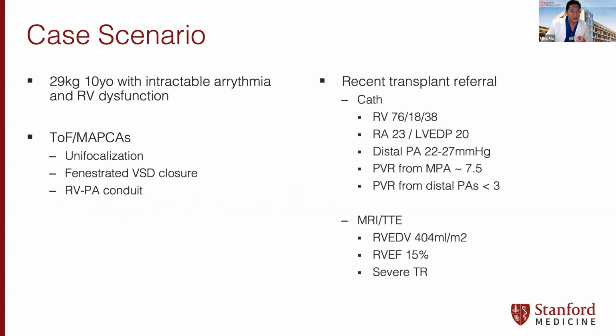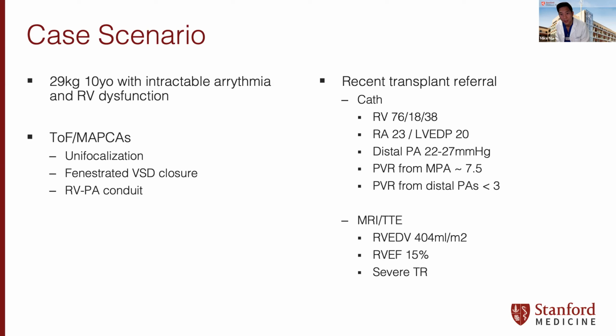So the case that I'm gonna talk about is something that we tackled about 3 years ago now. This is a 29 kilo 10-year-old who had bad RV dysfunction, a history of tet MAPCAs that was repaired with a fenestrated VSD closure and a conduit. This patient was referred to our center for a variety of possible treatment pathways. We performed some pre-procedural studies that included a cath and the MRI and echo, as you see here.